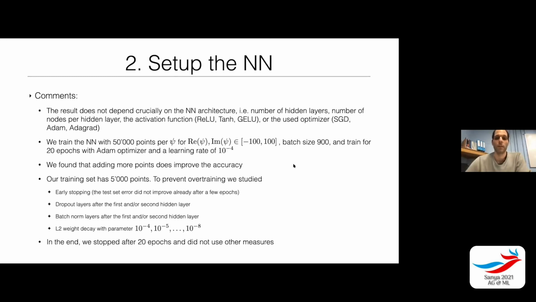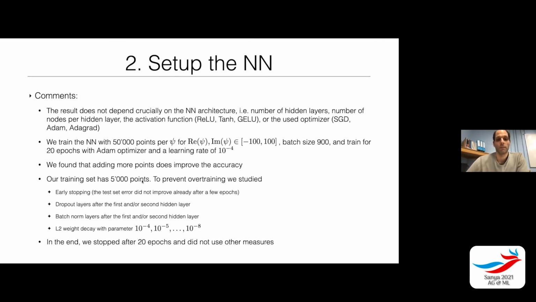So as I said, adding more points will improve the accuracy, and it just becomes an exercise in patience. Finding these points is very, very cheap. But then, of course, you need to optimize over these more points, and this is where the time then goes.